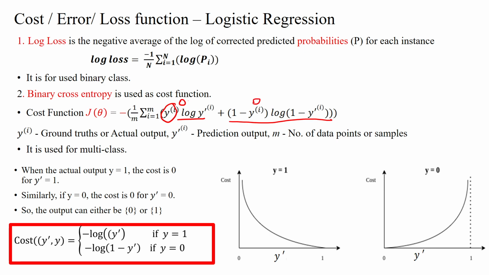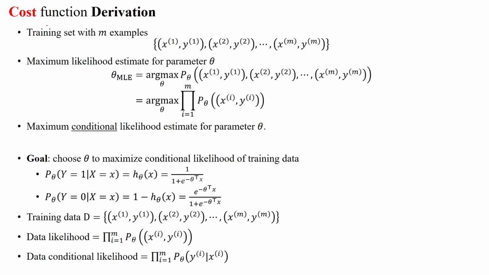So here it is also 0, so 1 minus 0 is 1, so 1 into log of 1 minus y dash. So here, log of 1 minus y dash, multiply this by minus, which is given here. So the cost function is given here, whenever your predicted and actual output is 1 or 0, in these two formats. And how can we derive the cost function by using the maximum likelihood estimation?